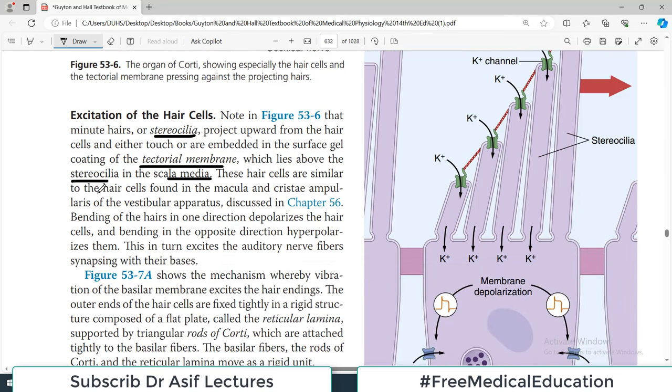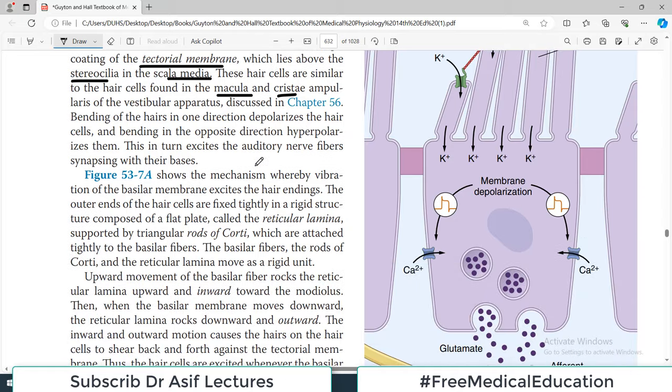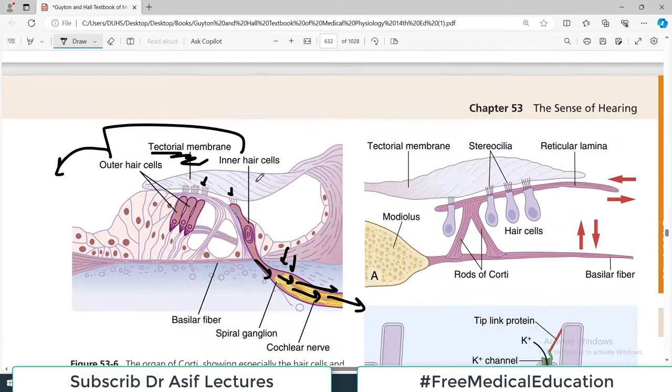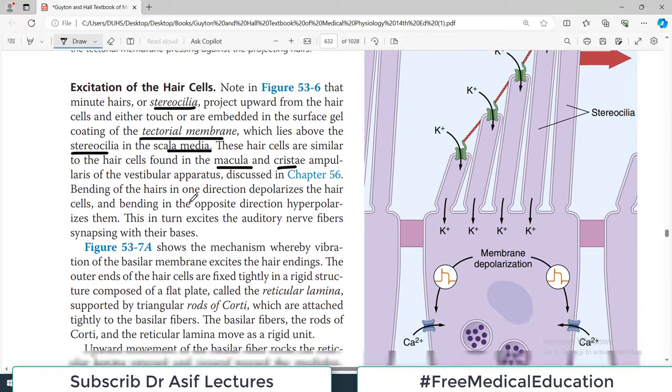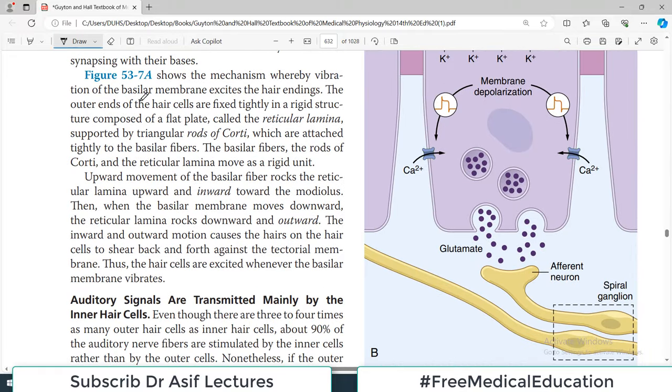These hair cells are similar to the hair cells found in the macula and the crista ampullaris. A similar receptor system exists in other places too. This in turn excites the auditory nerve fibers that synapse at their base. So basically, when this whole liquid system vibrates, these are the organs which are receiving this information. Okay, now the mechanism whereby the vibration of the basilar membrane excites the hair endings.